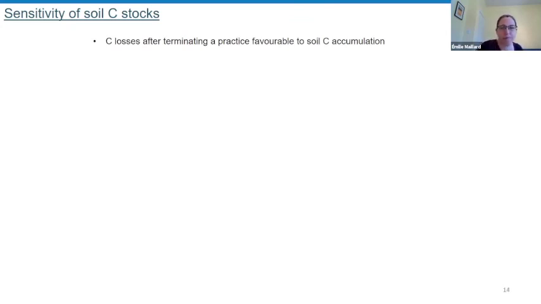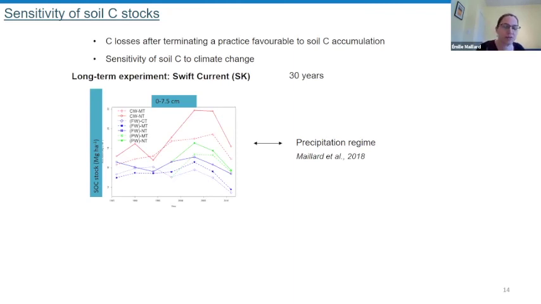So we saw with the grasslands that after terminating a practice favorable to soil carbon accumulation, we may have important carbon losses. We have to keep in mind also the fact that soil carbon is sensitive to climate change. And here are the results of a long-term experiment in Saskatchewan, where we followed continuous wheat systems in red, with wheat fallow, traditional fallow wheat systems in blue. And over time, we observed an increase in soil carbon stock with continuous wheat systems. But in the last years, we observed a decrease for all systems, and it was related to a higher precipitation regime in the last years.